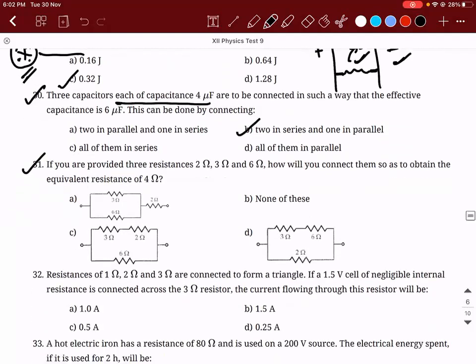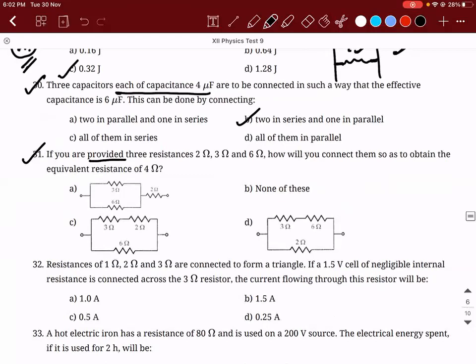Yes. So if you are provided 3 resistors, 2 ohm, 3 ohm, and 6 ohm, how will you connect them so as to obtain the equivalent resistance of 4 ohm? There is a 10th standard question. Option A. So 3 and 6 are connected in parallel. How much will be the answer? 3 into 6 divided by 3 plus 6, 2. 2 plus 2, it will be 4. This will be the answer.